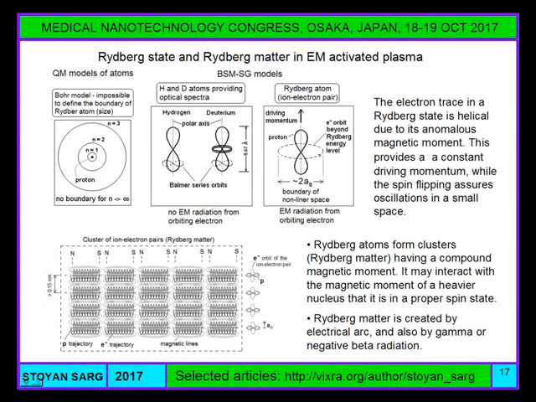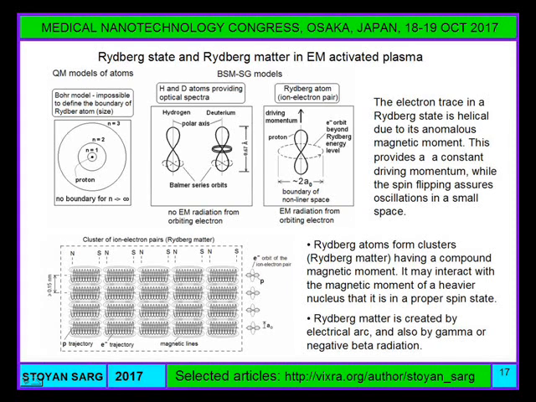In BSM-SG models, however, there is an apparent change. In the normal hydrogen, the electronic orbit always passes through the hole of the proton. At the Rydberg state, it is outside. In this case, the large magnetic moment of the electron becomes detectable. I often call this state an ion-electron pair.